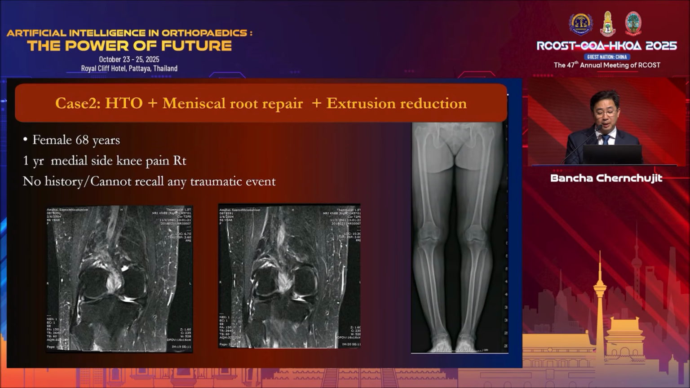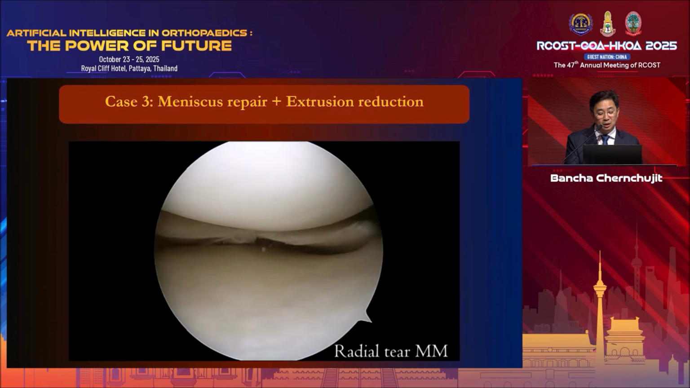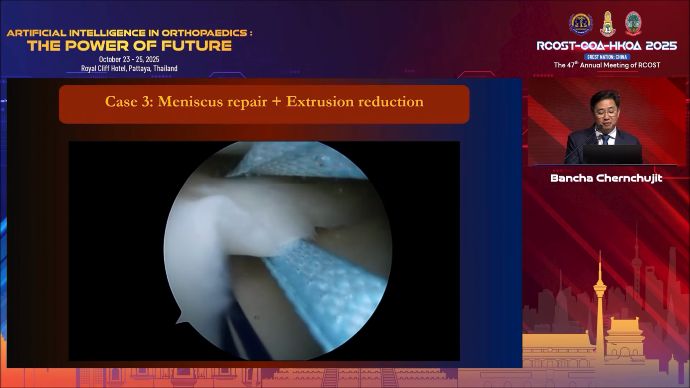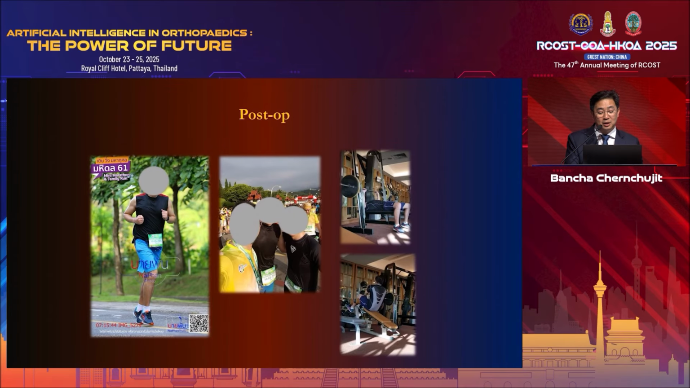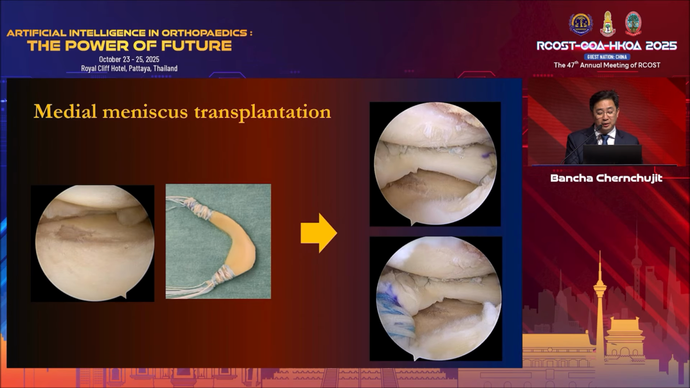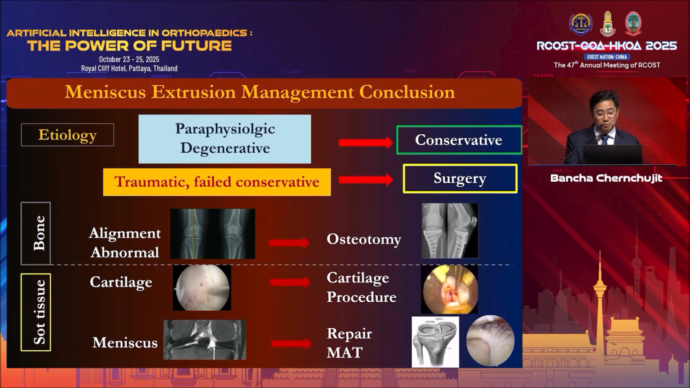So this is another patient. I did the HTO, root repair, and also extrusion reduction, okay? This is another surgeon. He is a famous one, everyone knows him well, and he is doing well. I did a radial tear repair and also the centralization for him. This patient had a very bad knee, no meniscus. I did the meniscus transplantation with HTO, okay? He had a good outcome.